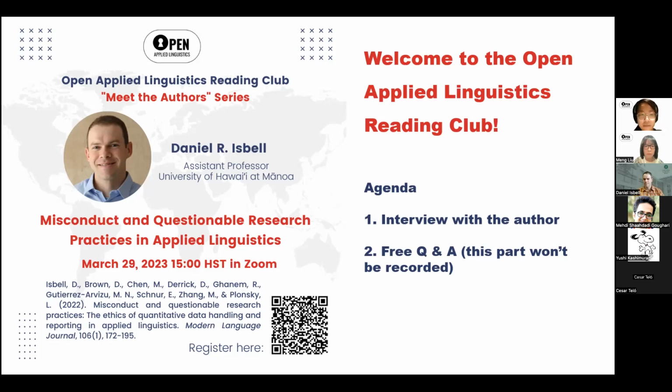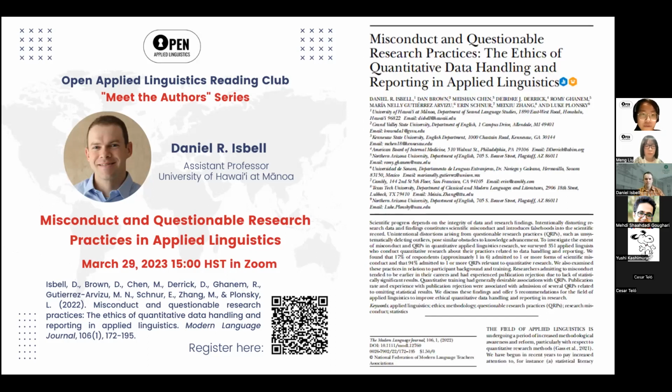So the reading we are talking about today is a journal article written by Dan and colleagues. The title is Misconduct and Questionable Research Practices: The Ethics of Quantitative Data Handling and Reporting in Applied Linguistics. This article was published in Modern Language Journal, a leading journal in applied linguistics. You can find the post-print version of the article in the chat box. I'm sending it again. Please do check it out. And now I will stop sharing and let's jump into the discussion.